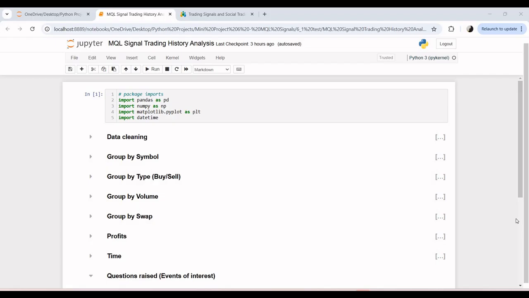Hi all, today I'm going to be looking at MQL signal trading history. So we're going to do a bit of data analysis on that.